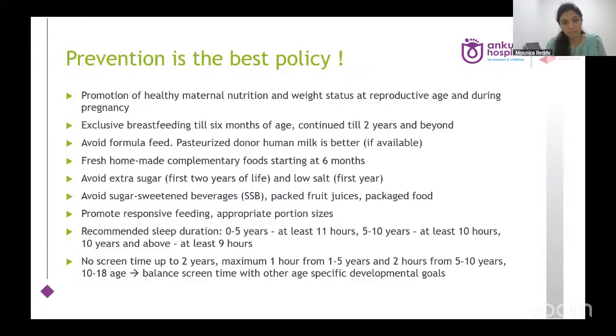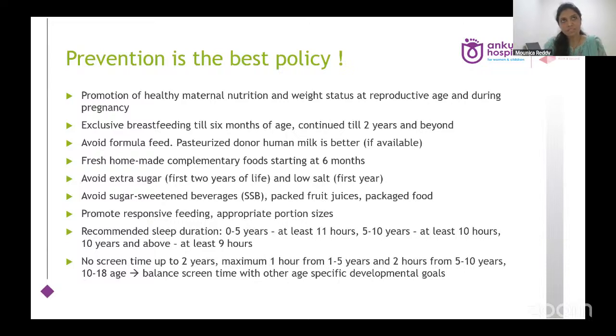In unavoidable situations, formula feeds have to be started, but IAP recommends that, if available, pasteurized donor human milk would be a better option. And when we start complementary food, fresh homemade complementary food starting at 6 months is preferable, avoiding extra sugar for the first 2 years of life and low salt till the first 1 year. Also avoid any sugar-sweetened beverages, packed fruit juices, or packaged food. It's always preferable to give a whole fruit rather than a fruit juice, and promote responsive feeding.